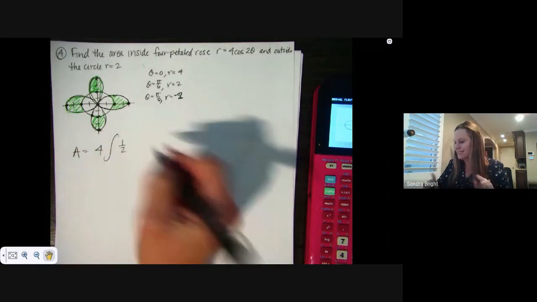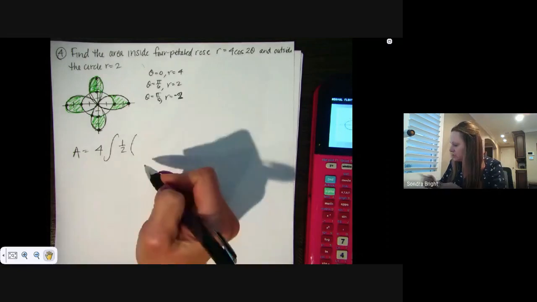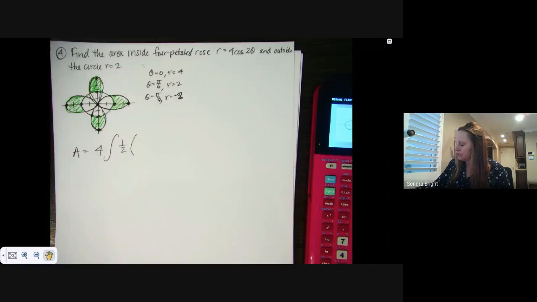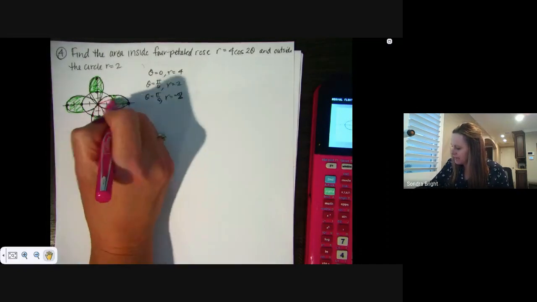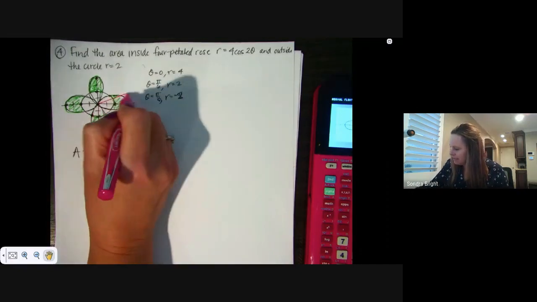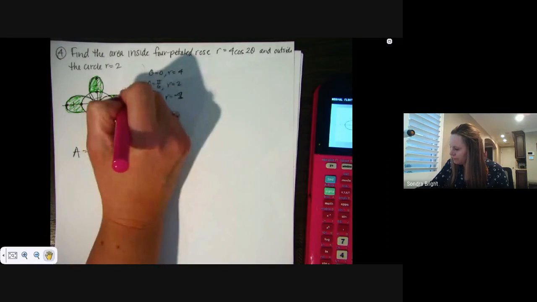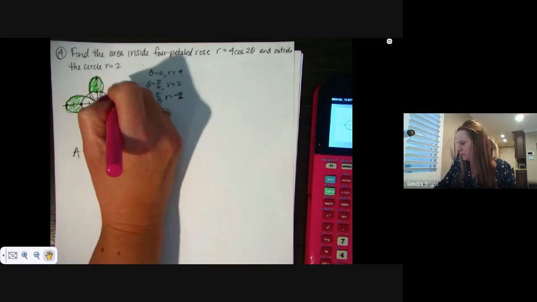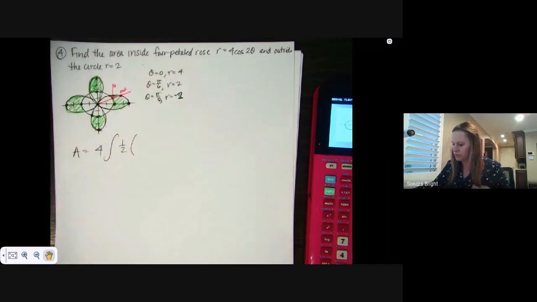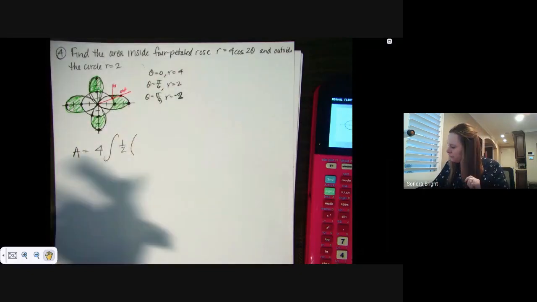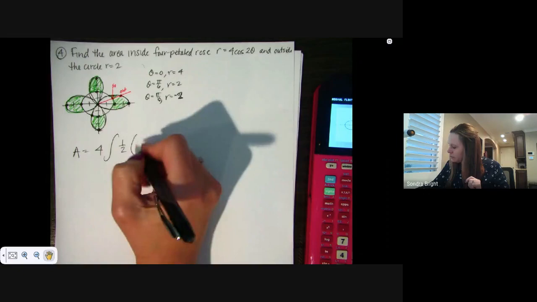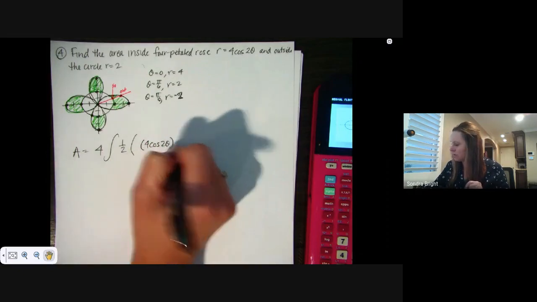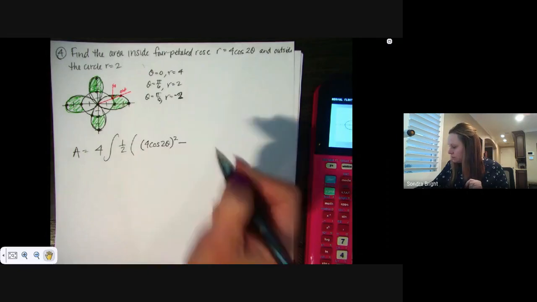Okay, which one's outside, which one's inside? As you draw a line going through, do you see that outside, inside, right? So what goes on the outside is your R2. So this is a 4 cosine of 2 theta quantity squared minus the inside was R equals 2. So just 2 squared.